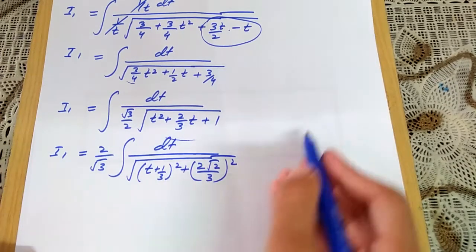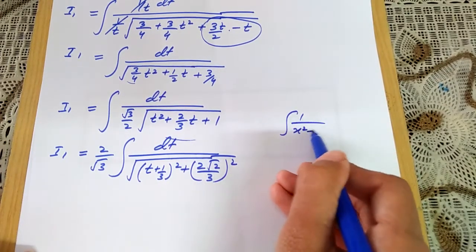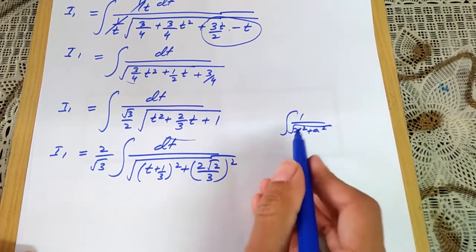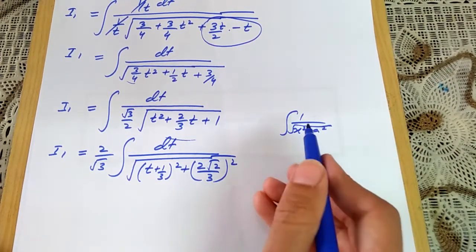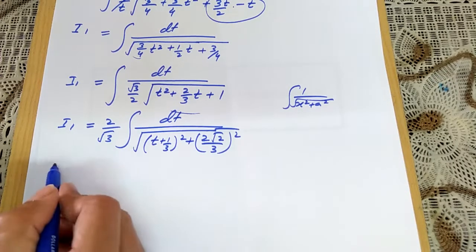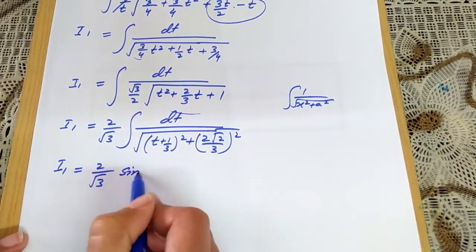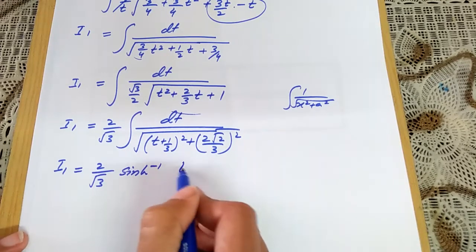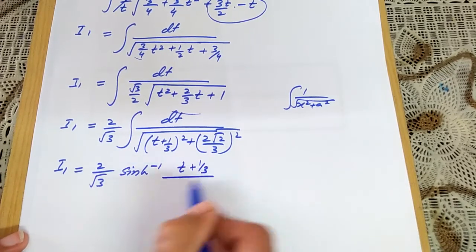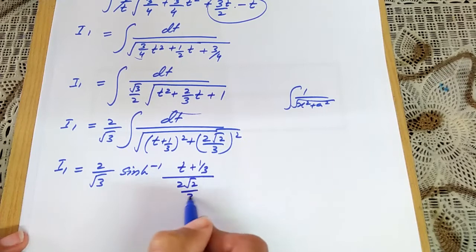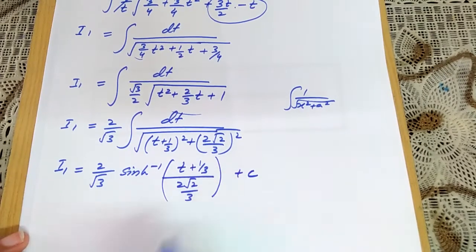Now this is the formula for integration of 1 over under root x square plus a square, which has the formula sine hyperbolic inverse x over a. So it will be integrated by I1 is equals to 2 over under root 3 sine hyperbolic inverse t plus 1 over 3 over 2 under root 2 over 3 plus constant of integration.